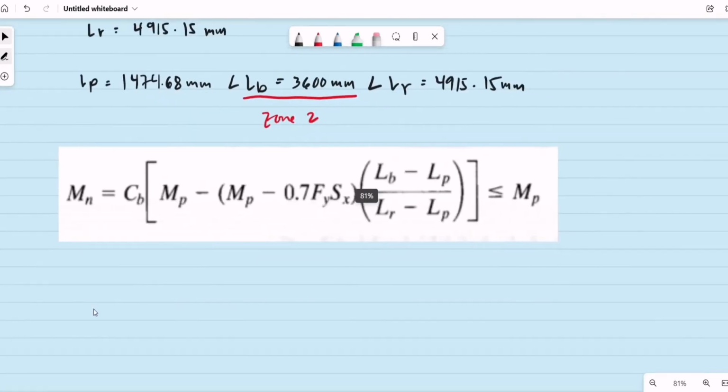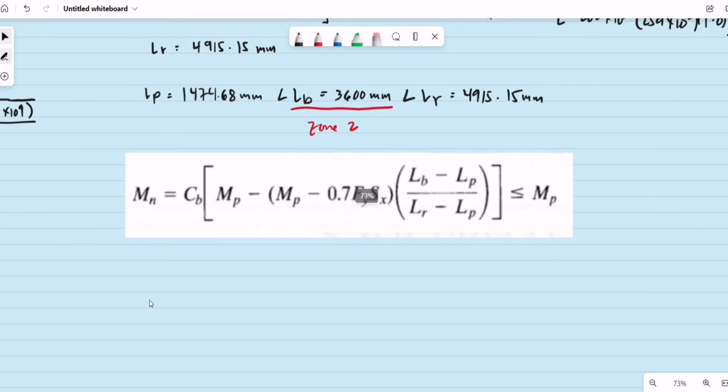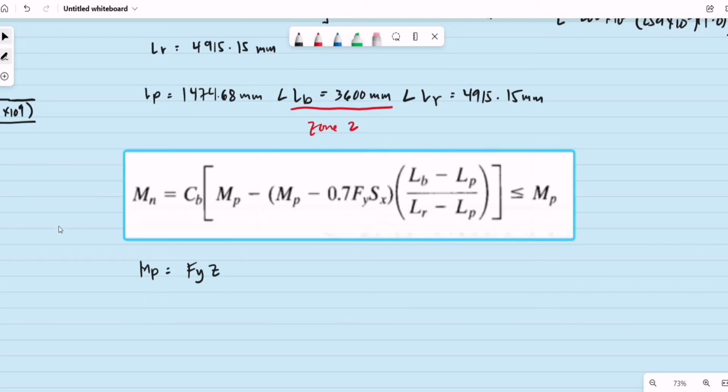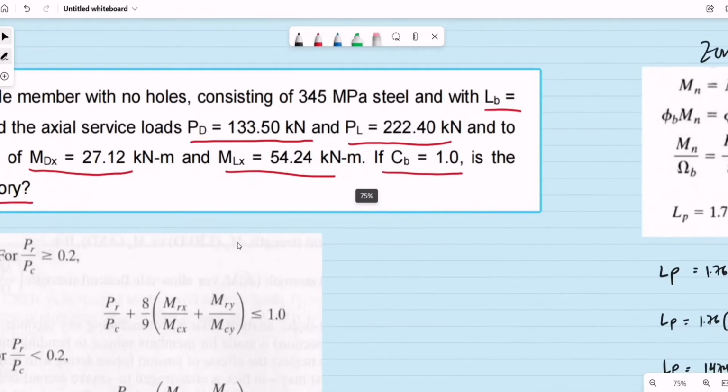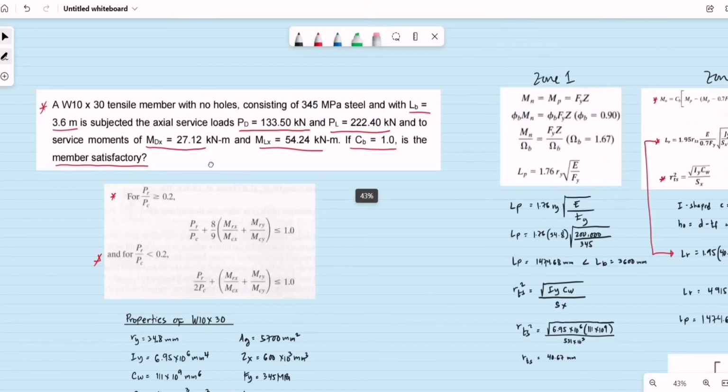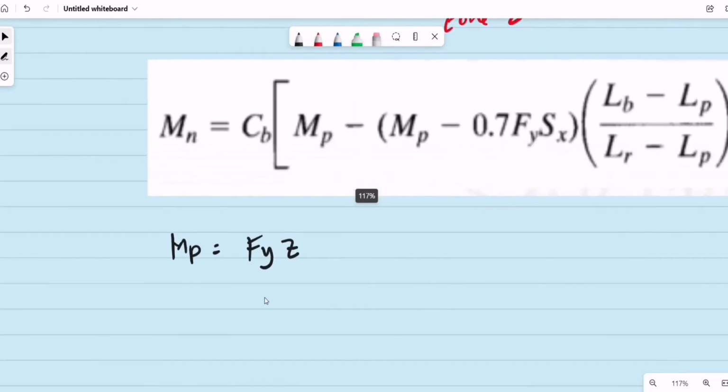Since it is under zone 2, we need to compute for the nominal moment capacity using this equation. But before that, we need to compute for the plastic moment, that is the M sub p, which is equal to Fy multiplied by the plastic section modulus, that is the Z. If we are to go back on our problem, the given moments are moments with respect to the x-axis. So this plastic moment should be with respect to the x-axis, and we are to use the plastic section modulus with respect to the x-axis.